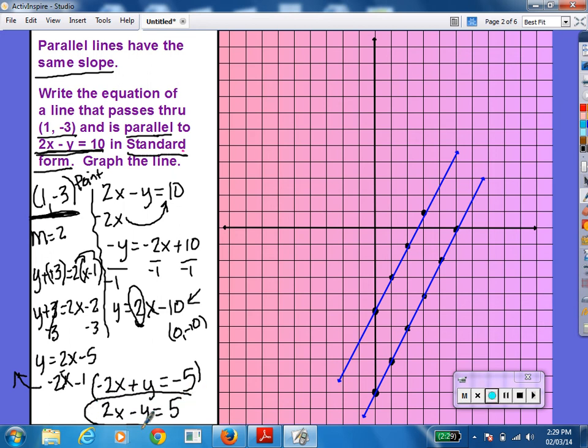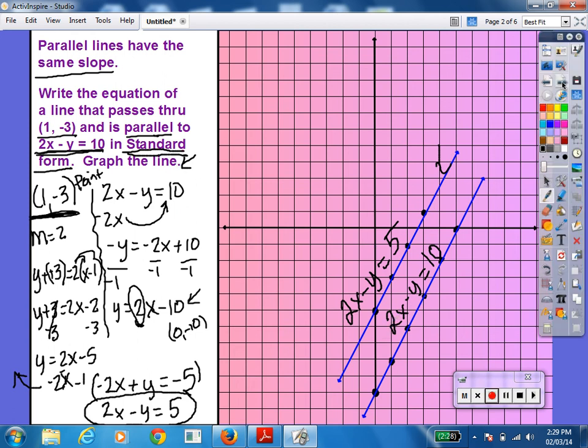And this was one of our tasks, to write the equation in standard form, and the second one was to graph the line. And so this is the line 2x minus y equals 5. And this is the line 2x minus y equals 10. Those are our two lines that are parallel. Okay? Very, very comprehensive lesson right there. The next one will be a little bit simpler, okay?